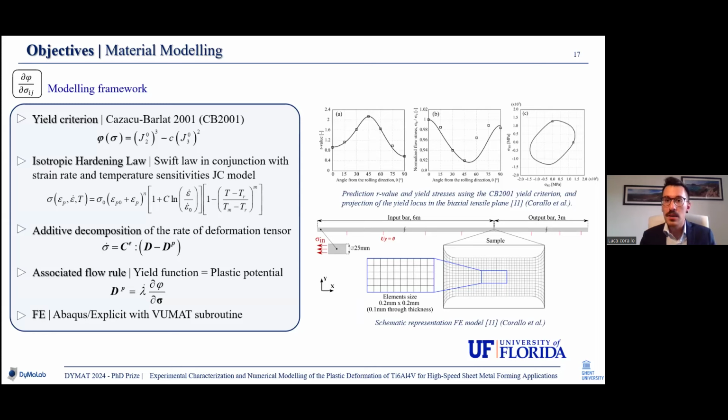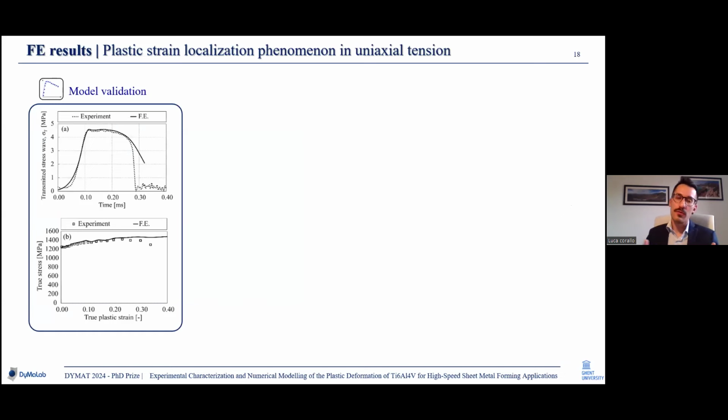On the right-hand side, you see the analytical prediction of the yield criterion with respect to the tensile data at high speed and the good correlation with the experimental data, and the schematic representation of the finite element model as well. This work was performed during my research stay at the University of Florida, where I worked under the supervision of Professor Oana Kazaku. So going to the results, I first performed an overall validation, let's say.